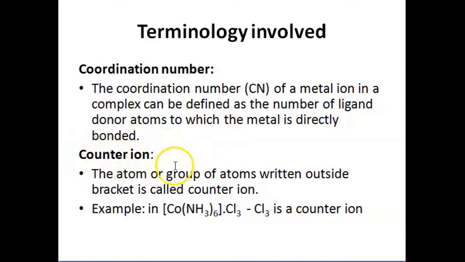The next term which we should know is counter ion. The atom or group of atoms which is written outside the bracket, we call the counter ion. For example, if we take [Co(NH3)6]Cl3 as an example, Cl3 is written outside the bracket, so Cl3 is considered to be the counter ion. So these are all the terminologies which we should understand in order to write or name a coordination compound.